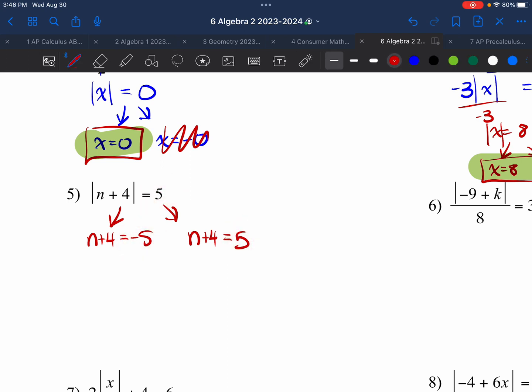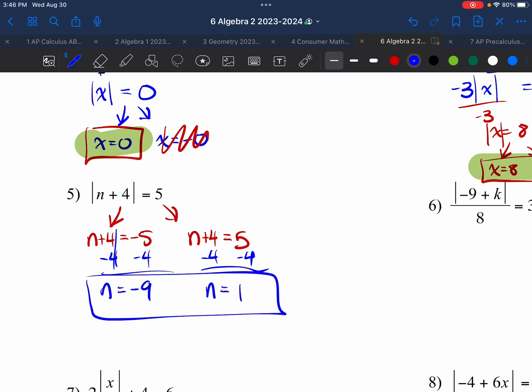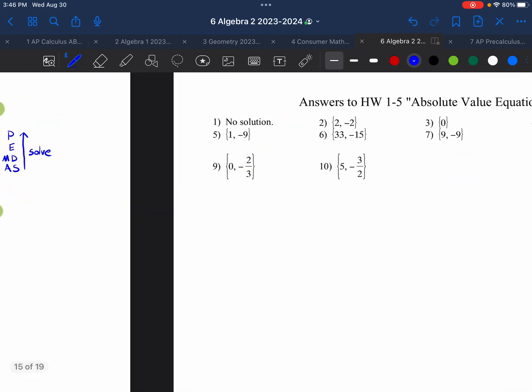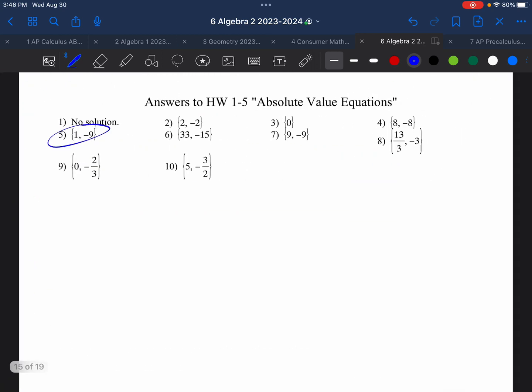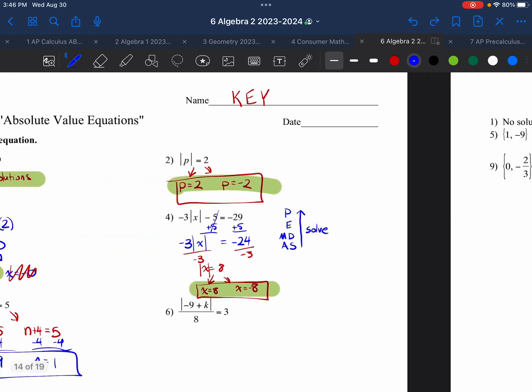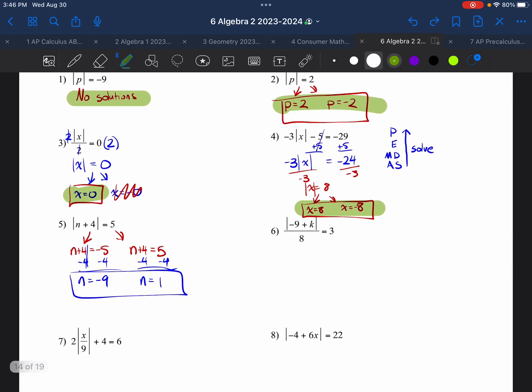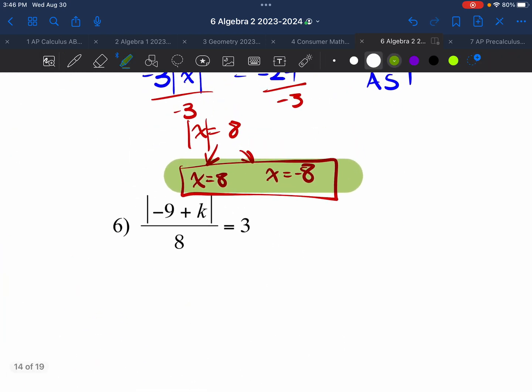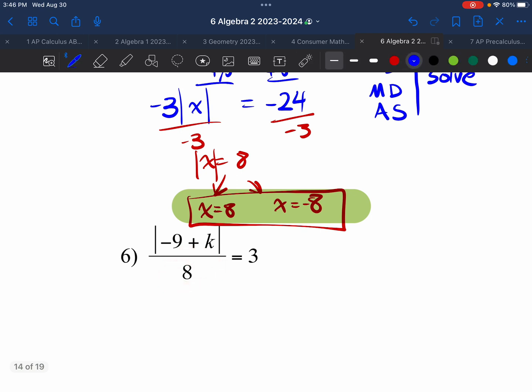Each of these is going to be solved the exact same way. Subtract 4 from either side, and you're going to get n is equal to negative 9 for one of the answers, and n is equal to 1 for the other answer. So let's check. Negative 9 and 1 for number 5, in a different order, but it doesn't matter. I got the correct answer. I'm going to highlight this one in green. And number 6, I need to undo this pesky divided by 8 by multiplying both sides by 8.